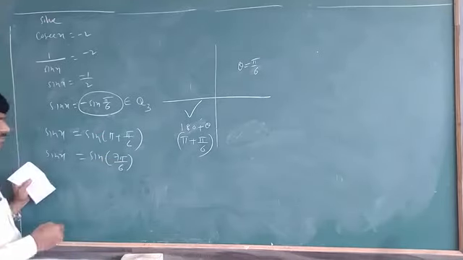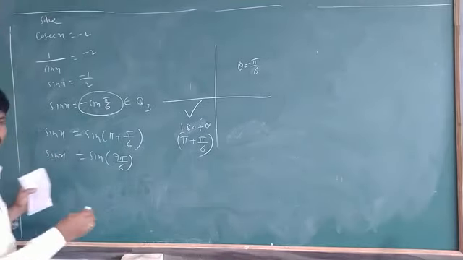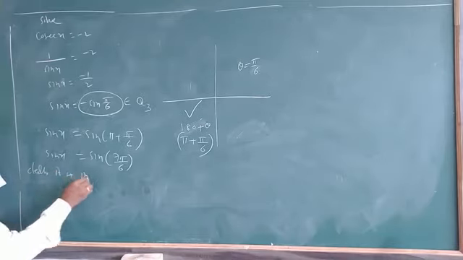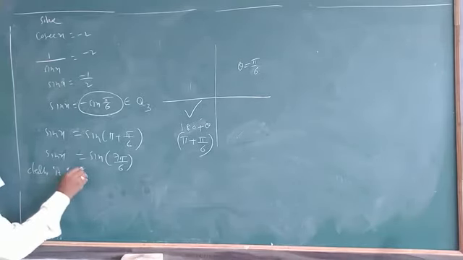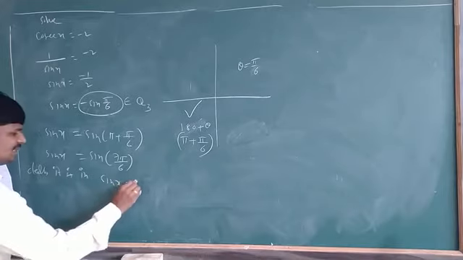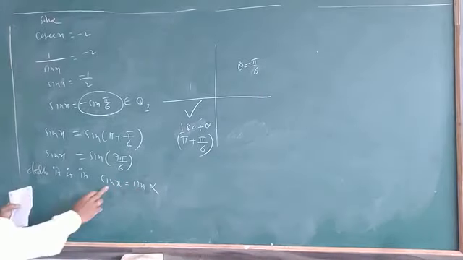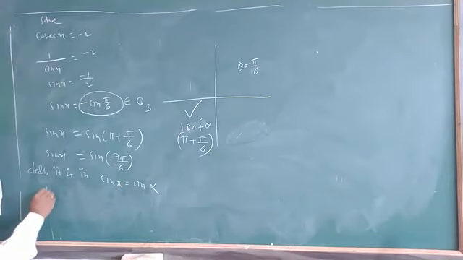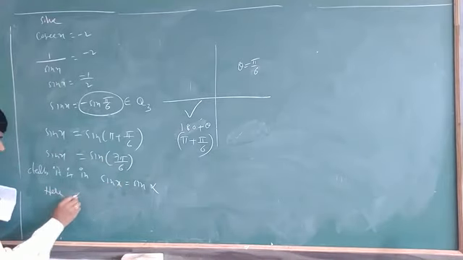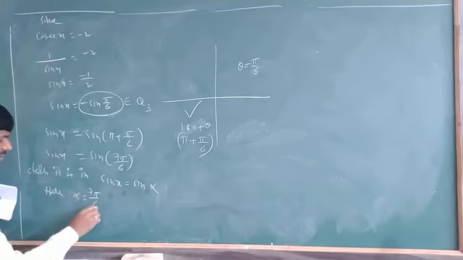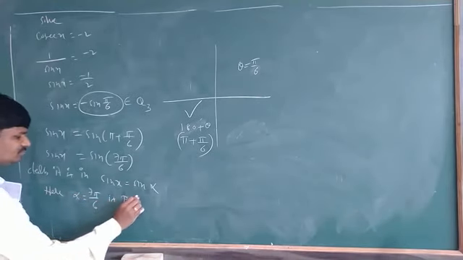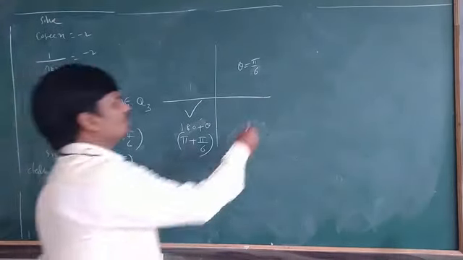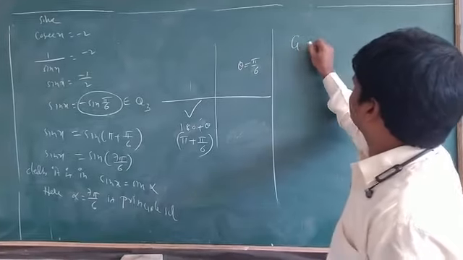Sin x is equal to sin alpha. Which form is it? Clearly it is sin x is equal to sin alpha. Here alpha is equal to 7 pi by 6. That is only the principal solution. Alpha is equal to 7 pi by 6 is the principal solution. Whenever you get the principal solution, what is the general solution?